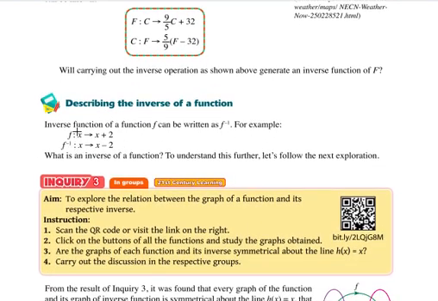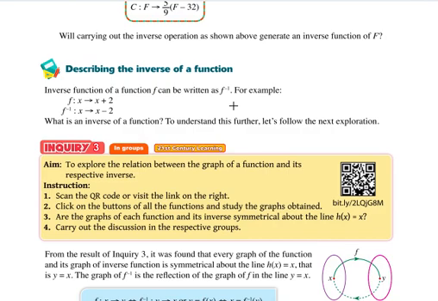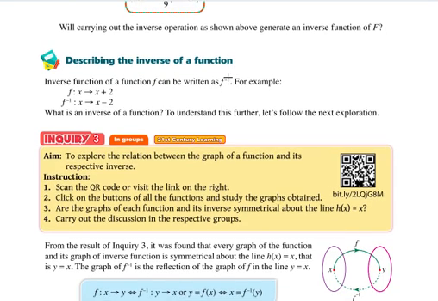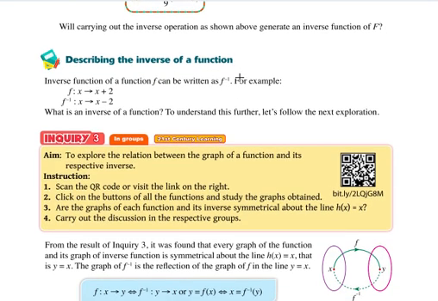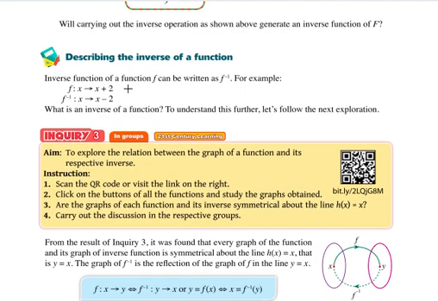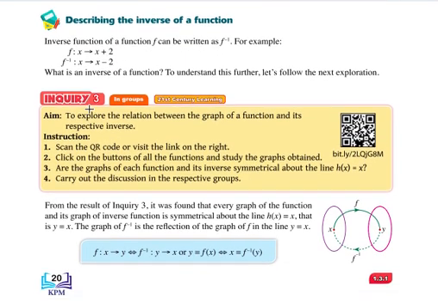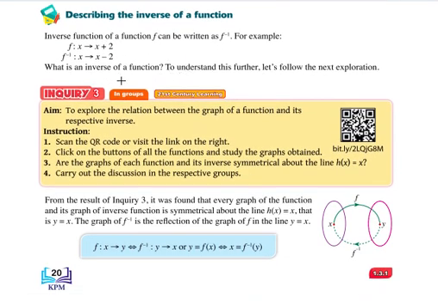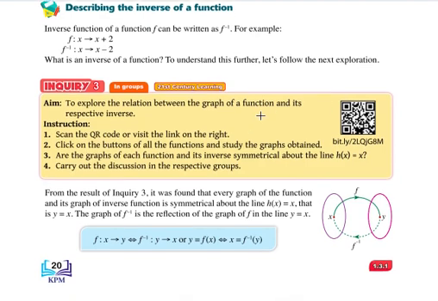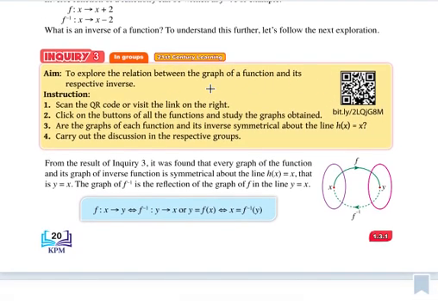Okay, let's see how to describe the inverse function. The inverse function of a function f can be written as f power negative 1. We don't read it as f power negative 1, we read it as inverse function. For example, if f function is x plus 2, the inverse function of f will be x minus 2. Okay, what is an inverse function? What is the inverse of a function? To understand, let's see this.